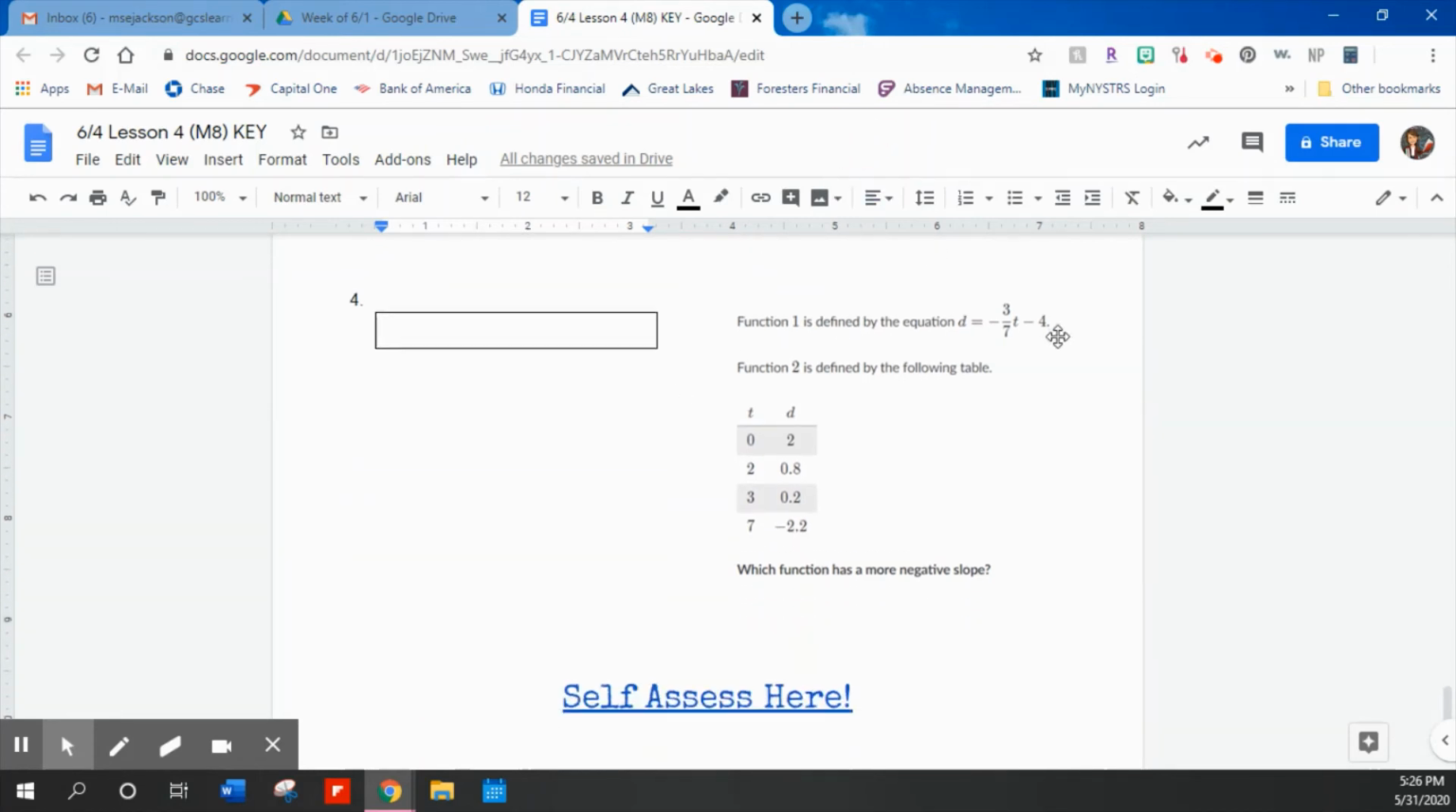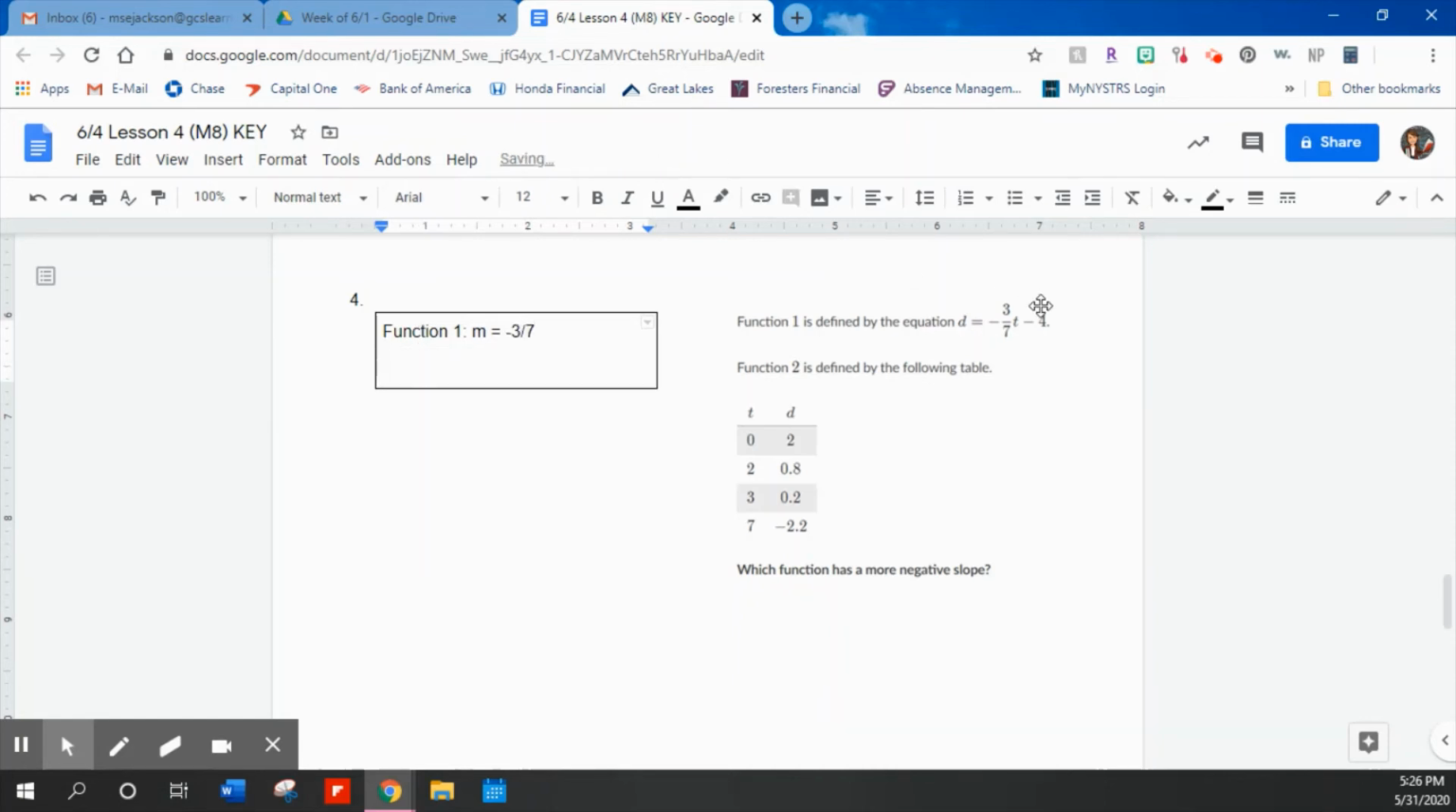Again, we're working with the table here and an equation, so we haven't seen this one yet. So function 1 is defined by the equation d equals negative 3/7 t minus 4. Function 2 is defined by the table. Which function has a more negative slope? So let's first start with function 1 because I think that's a little bit easier. The slope is always attached to that x value. In this case, it's t, so it's -3/7.